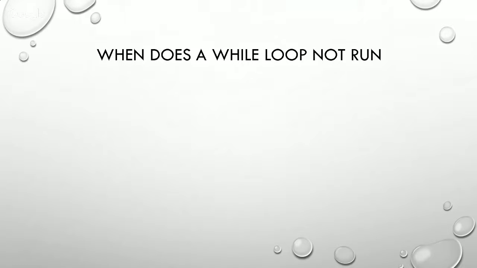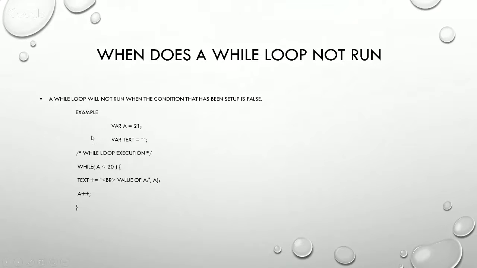So when does a while loop not run? A while loop will not run when the condition that has been set up is false. So here's an example. Variable A is equal to 21, and the variable text to output. So the while loop execution: while A is less than 20, it will run the loop. Because A is 21, it won't run.